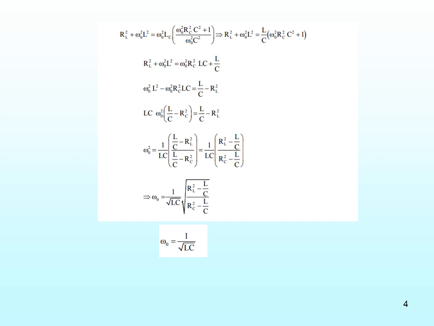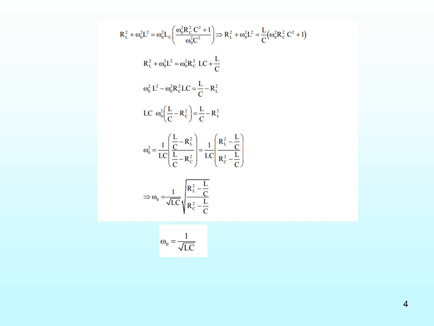That is equal to RL squared plus omega naught squared L squared equal to omega naught squared RC squared LC plus L by C. So omega naught squared L squared minus omega naught squared RC squared LC equal to L by C minus RL squared. So LC into omega naught squared into (L by C minus RC squared) is equal to L by C minus RL squared.